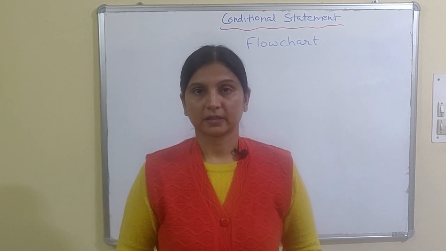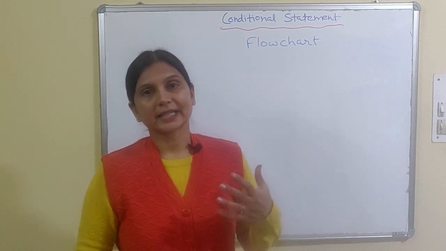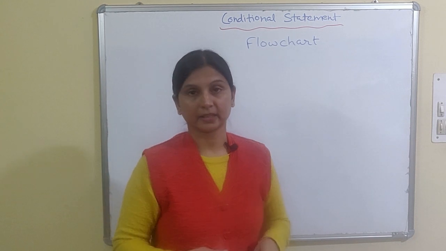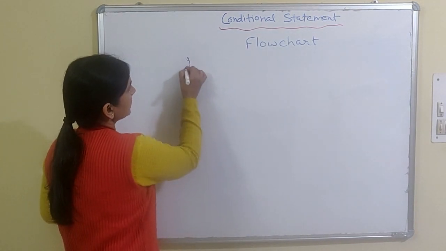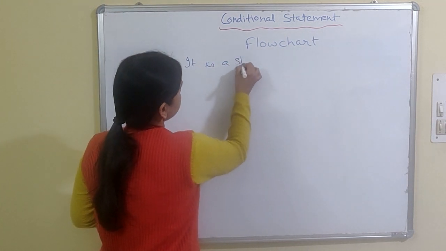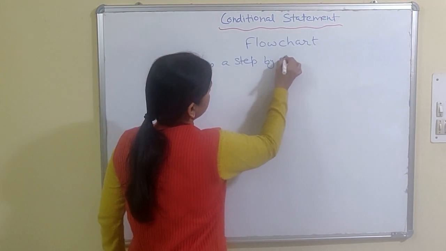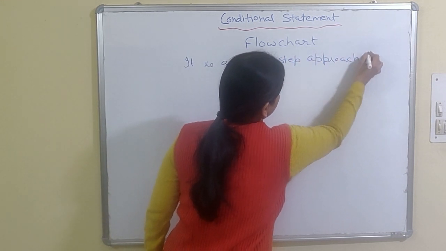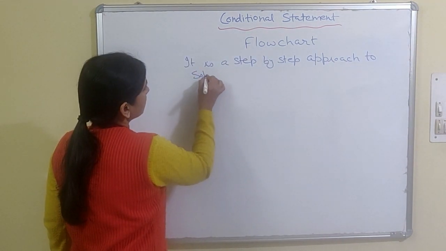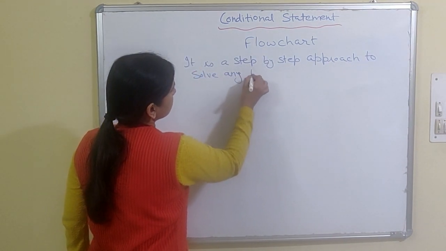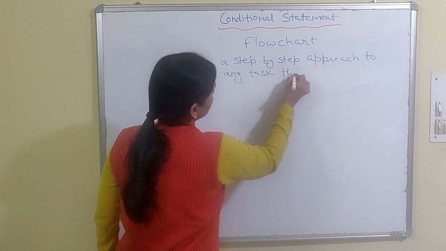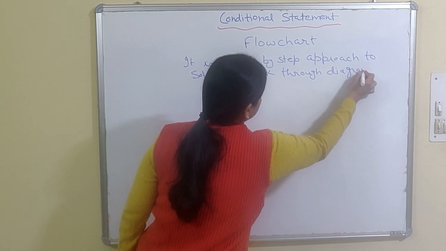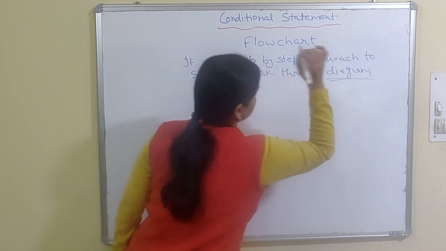So what is a flowchart? Flowchart, you can say it is a step-by-step approach to solve any task through diagram. So how will you define flowchart? It is a step-by-step approach to solve any task through diagram. Fine.